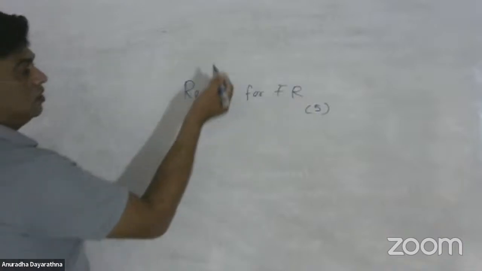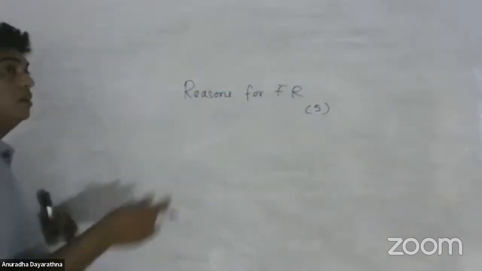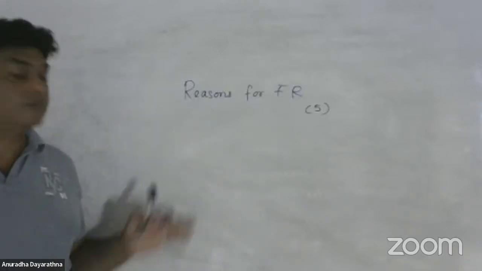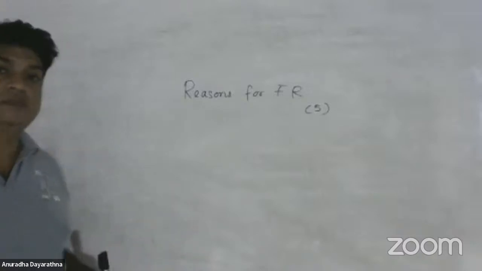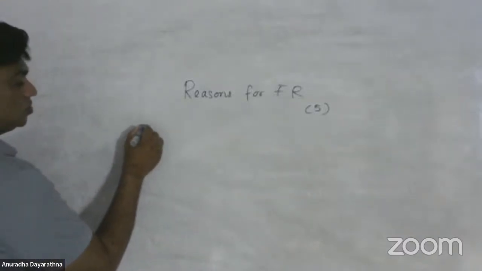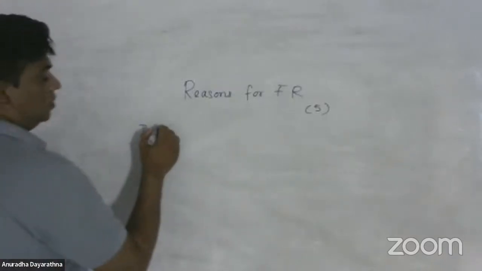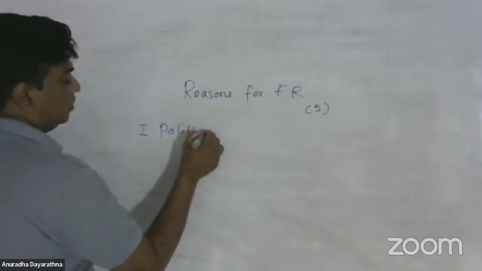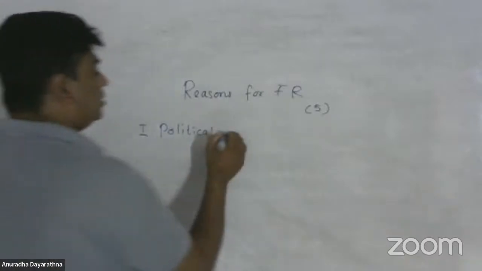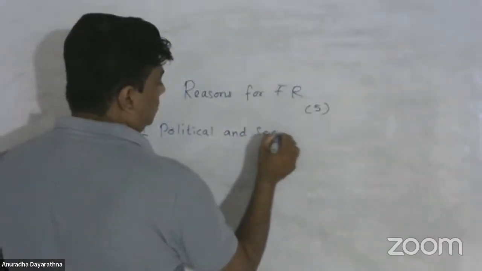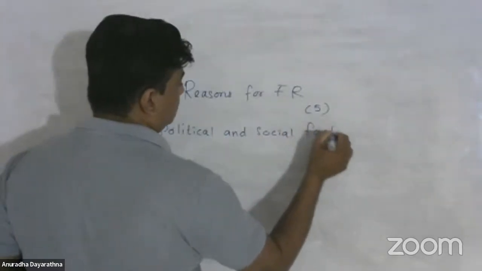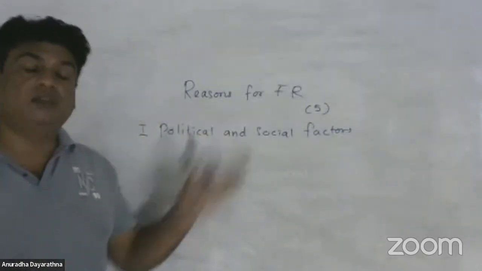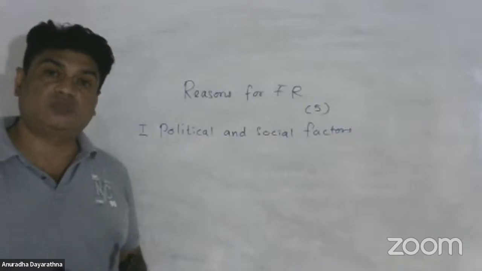So when you are writing the reasons for the French Revolution, we know that there are many reasons. Political reasons are there, economic reasons are there, and even social reasons are there. So you have to explain this. We take as the first heading political and social factors, because they normally go along together. So that we take as one heading, under two factors. That's how the question is given in history.